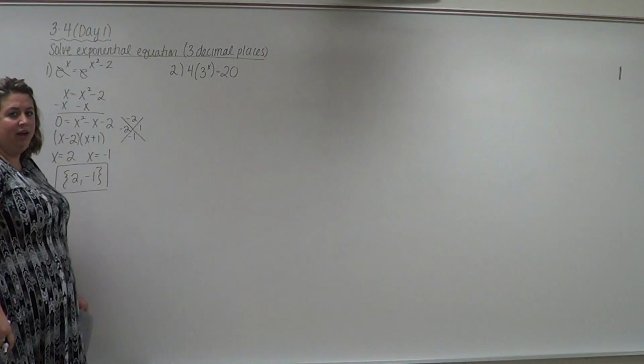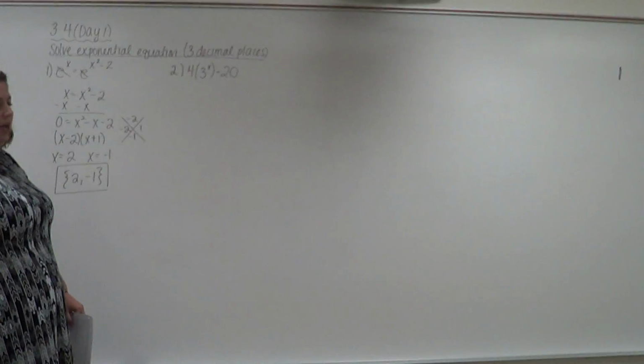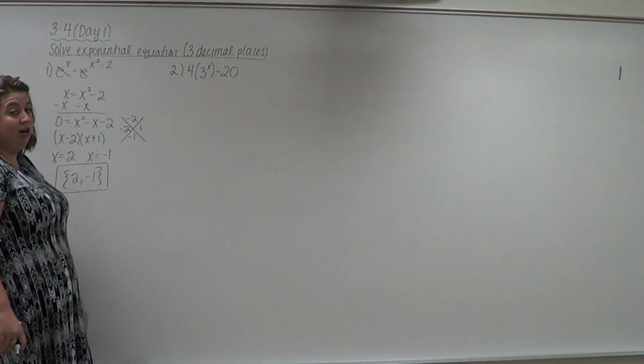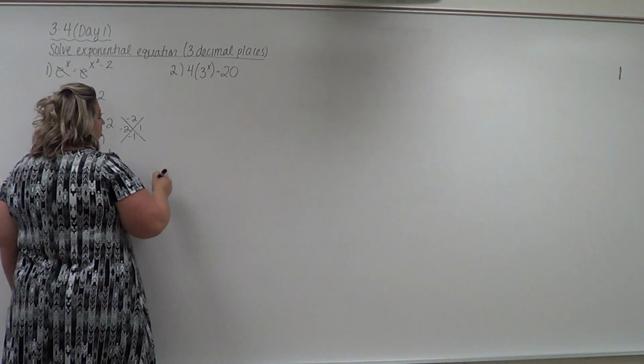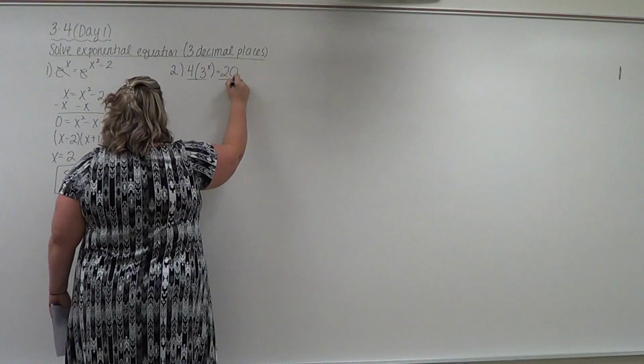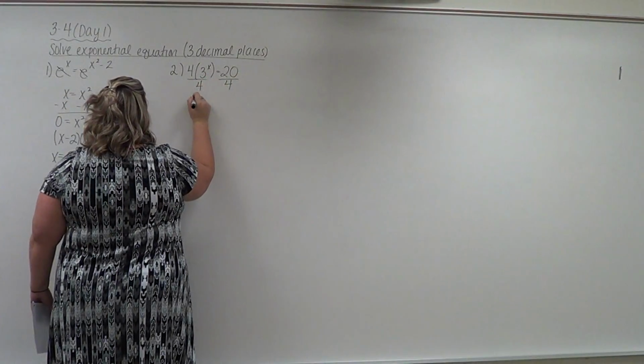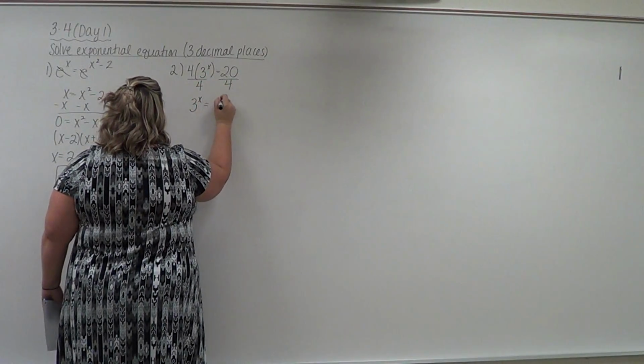Okay, now if you have it as an exponential, but you can't get it on the same base. The first thing you're going to have to do is get the exponential part by itself. So the first thing we would do on this one, we would divide both sides by 4. So we have 3 to the x equals 5.